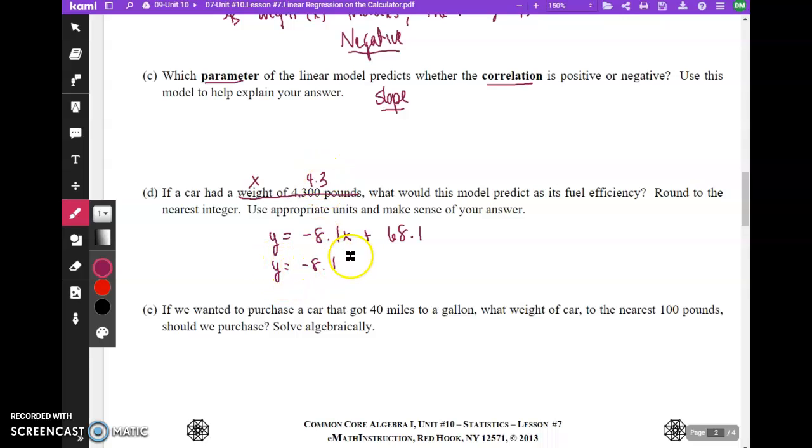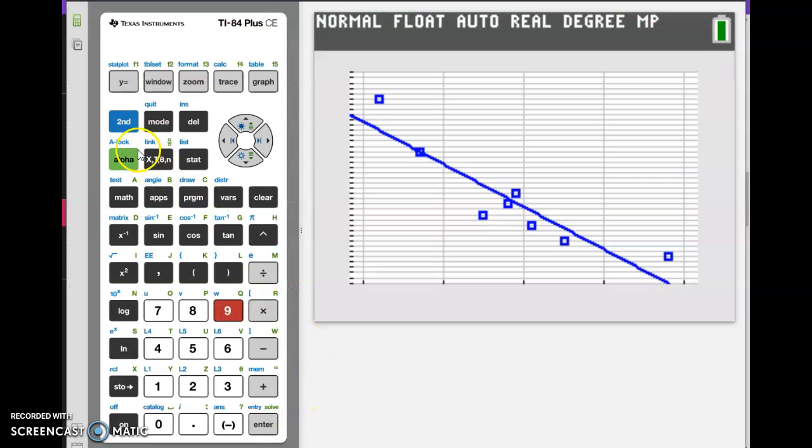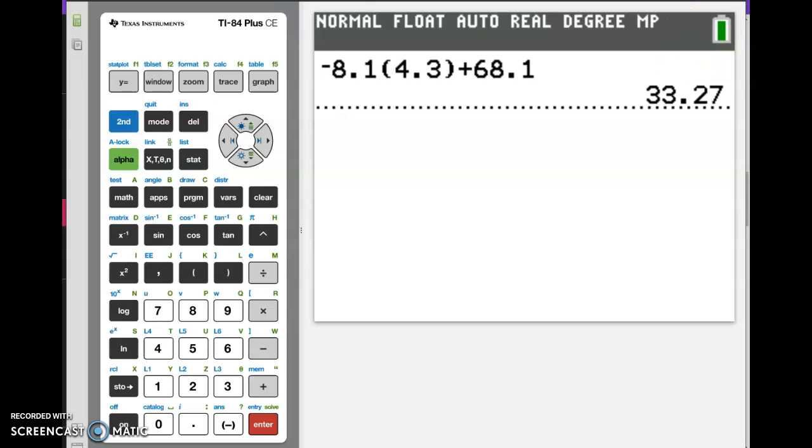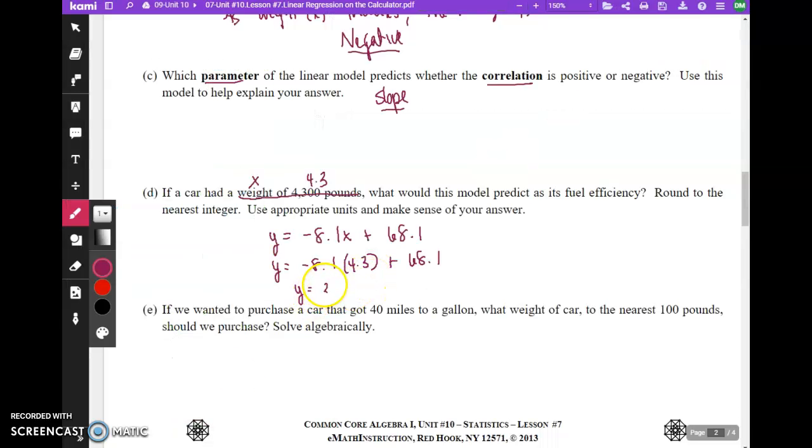So if I plug that in here and calculate what y is, I can figure out what the mileage is going to be. So negative 8.1 times 4.3 plus 68.1. So 33.27 is what I got. And it says round it to the nearest integer. So that's going to be approximately 33 miles per gallon. Okay, so that means a car that weighs 4,300 pounds will get 33 miles per gallon based on our data. That's the prediction our data is making for us.